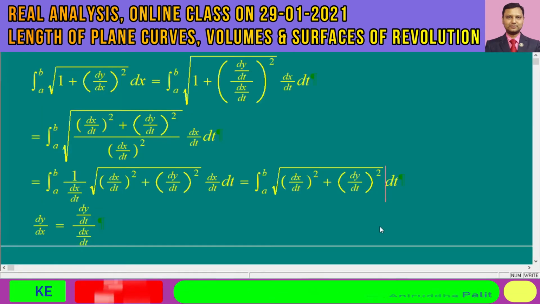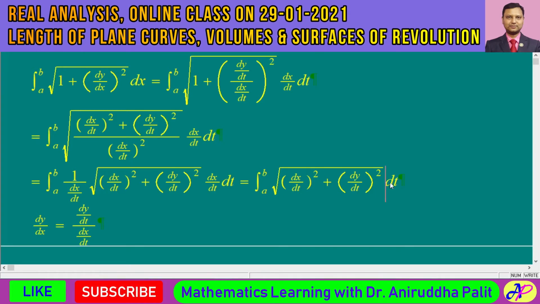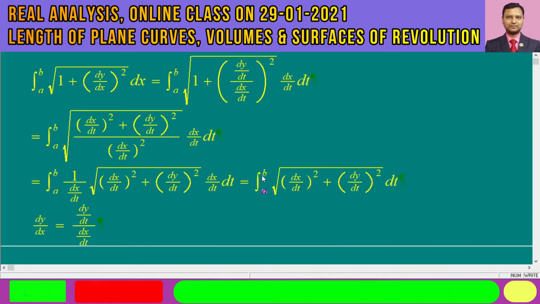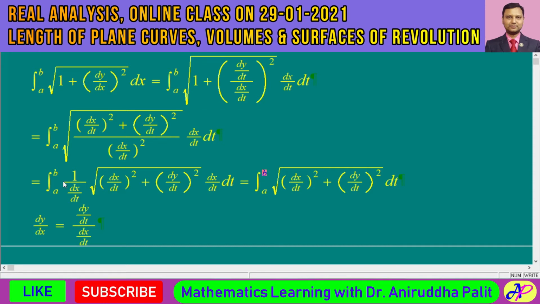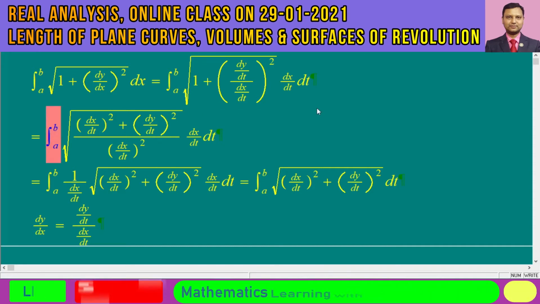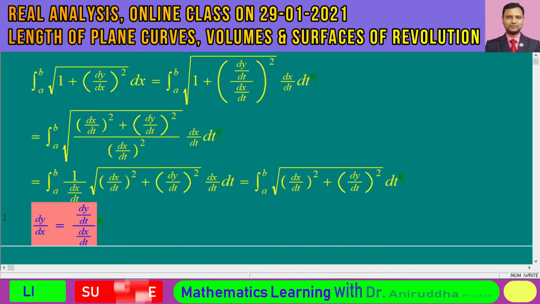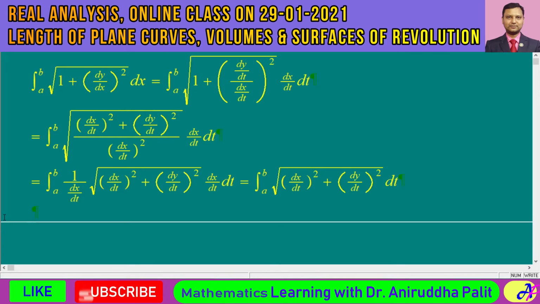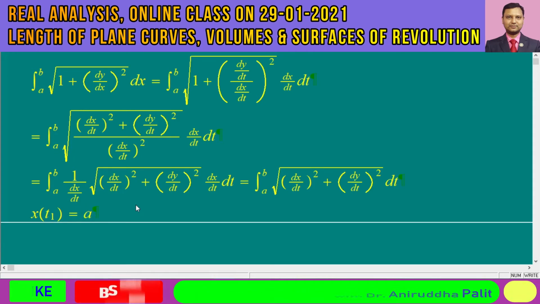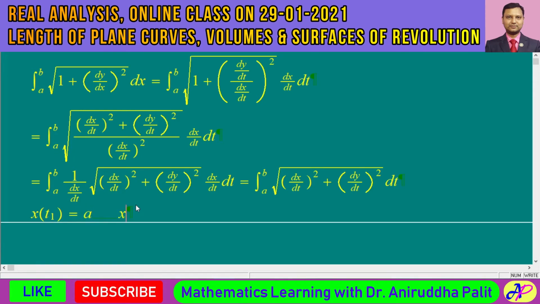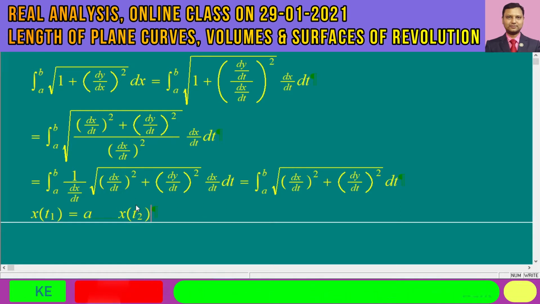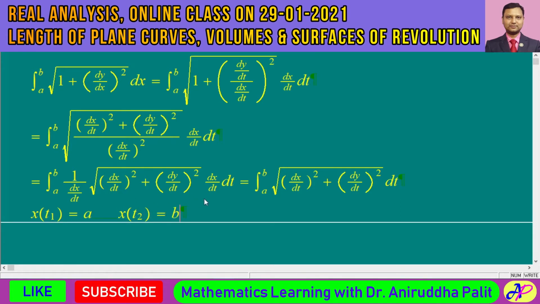Oh, I forgot to mention that over here the integral is to be written in the lower limit and upper limit. These two, upper limit and lower limit, should be written in terms of t, of course, because the total integral has been converted in terms of t. So how to find out these two, t1 and t2? Suppose x at the point t1 is equal to a, and x at the point t2 is equal to b in terms of the parameter.